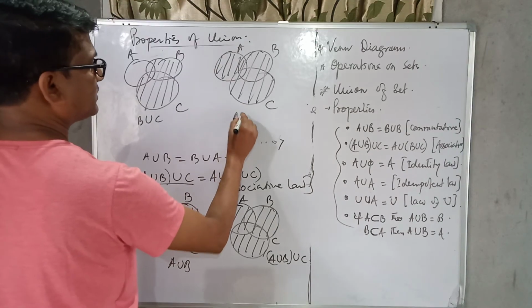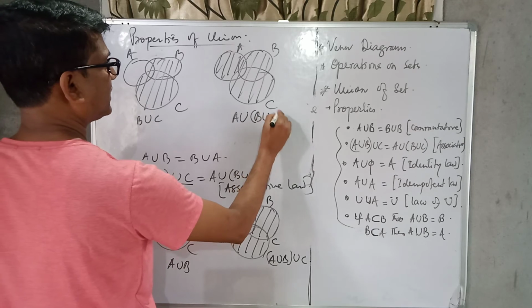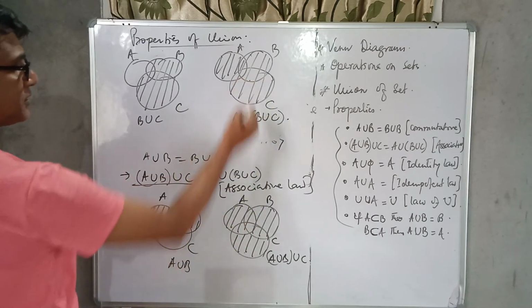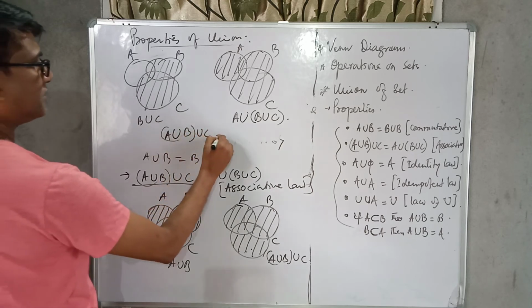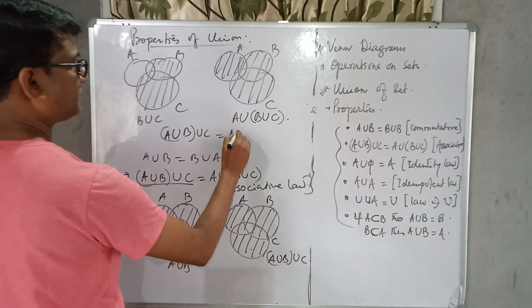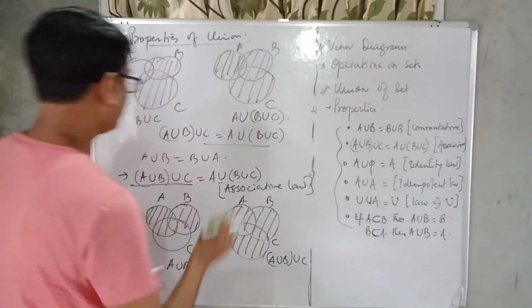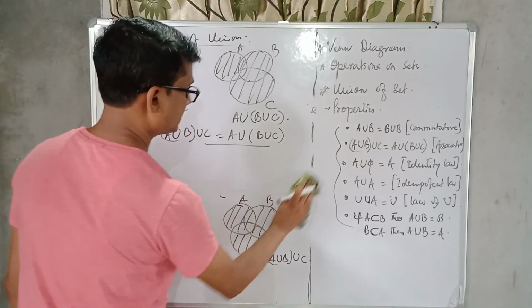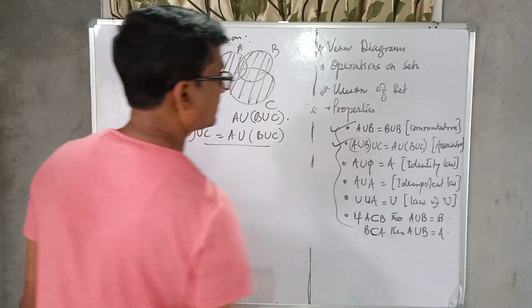So what can you say? A union B union C. If we compare these two, A union B union C is equal to A union B union C. So with the help of Venn diagrams also you can prove the properties. So this second property is the associative law. The first property is the commutative law. The second property is the associative law.